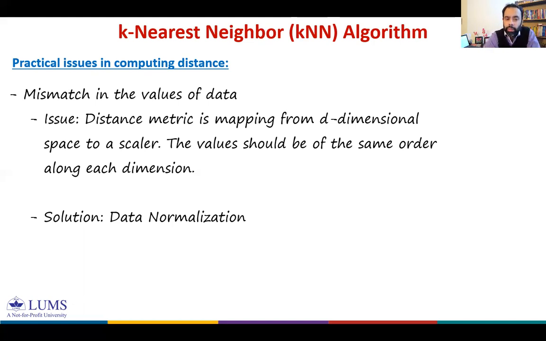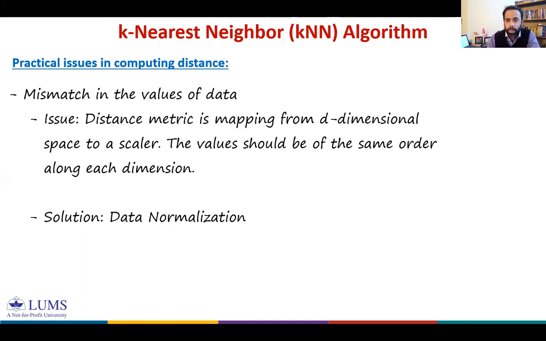The solution to this is to carry out data normalization. You normalize the data such that along each dimension you have values in the same range or on the same order. I just wanted to flag that, because when you apply KNN, we should normalize data so that the values are on the same order along each dimension. Okay.